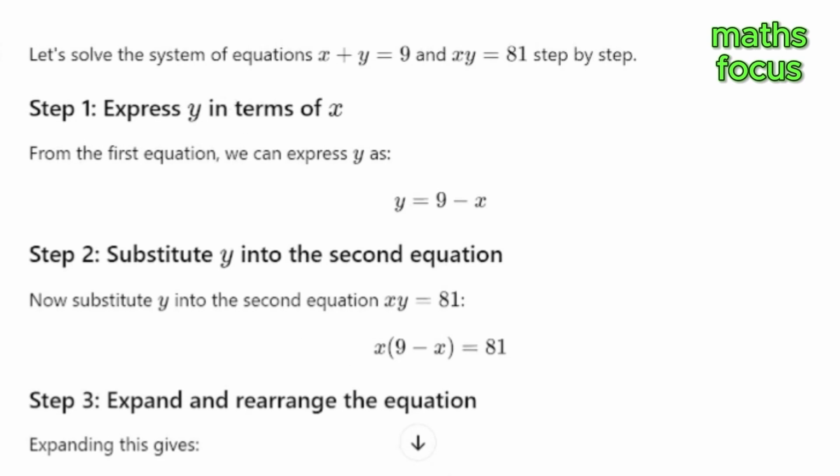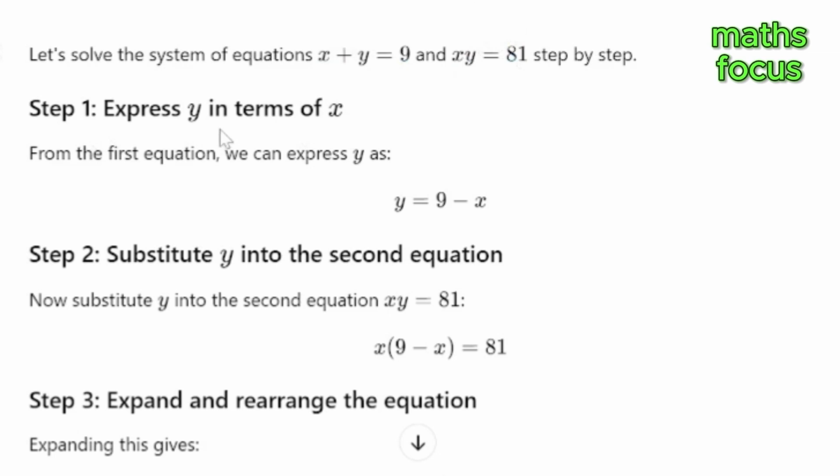Hello, how to solve this nice math problem? x plus y is equal to 9, then xy is equal to 81. We quickly want to solve this problem. x plus y is equal to 9 and xy is equal to 81. We are going to check our answer at the end of this question.